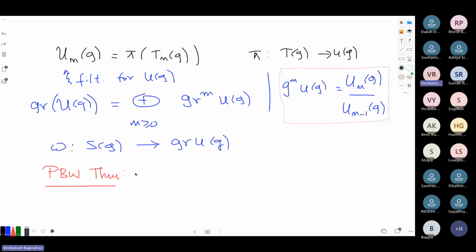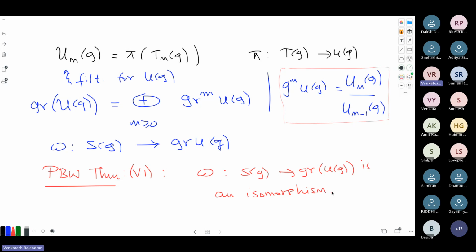Let's call it V1. So that says that this map omega, from SG to the graded UG, is an isomorphism. Okay, so it's easy to state once you have built all the necessary language.